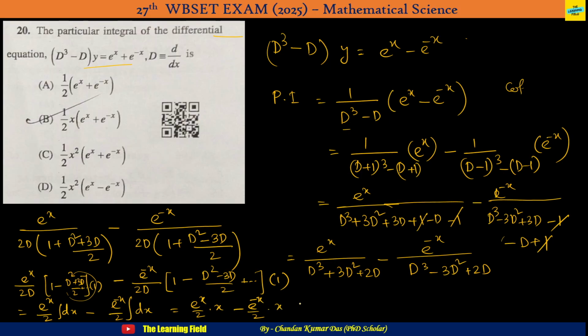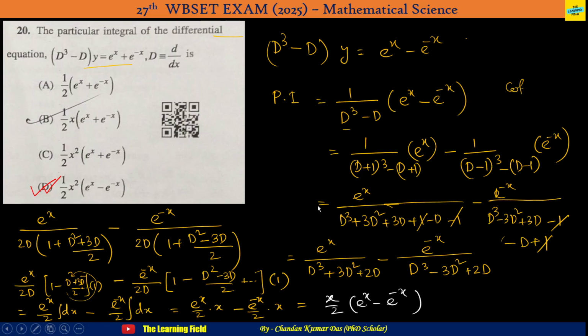That means the final answer is equal to what? The final answer is e to the x by 2 into e to the power x minus e to the power minus x. So this is the answer of our given problem, which is option D.